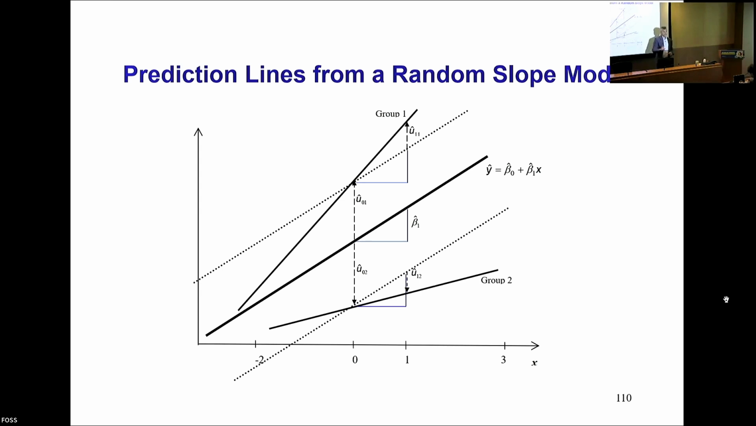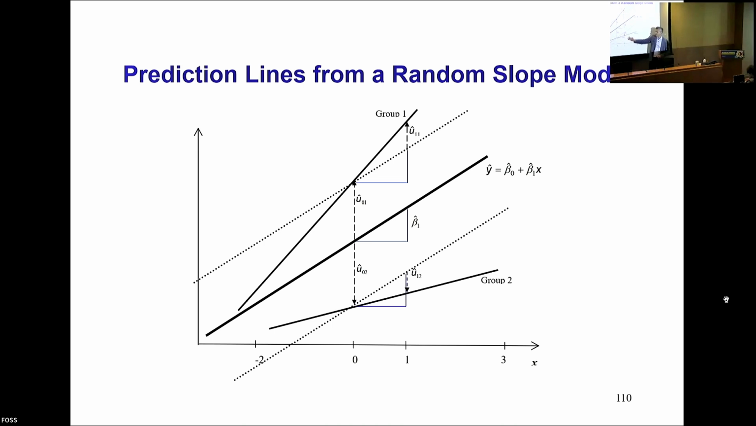The ujs remain the same. So these are the difference from the overall intercept to the individual intercept. They're still about the difference between the overall intercept and the individual intercept. But what's different are these slopes. So there's the overall slope here represented by this beta 1 parameter.